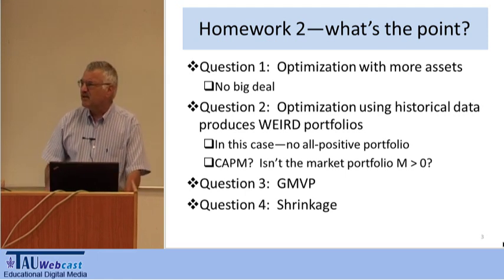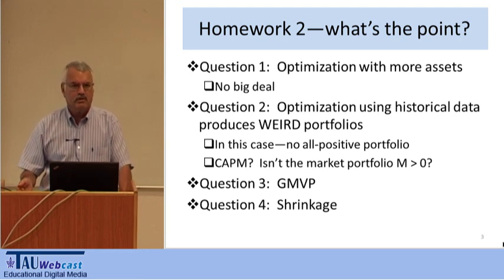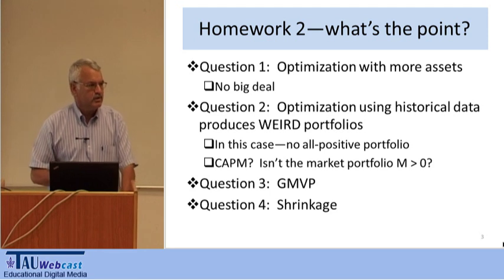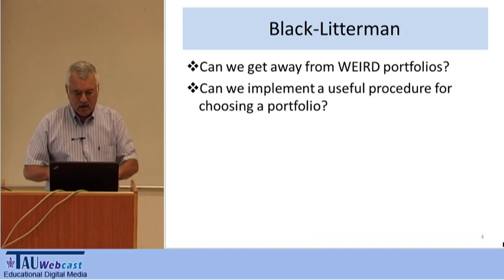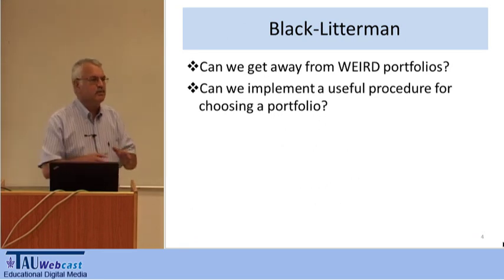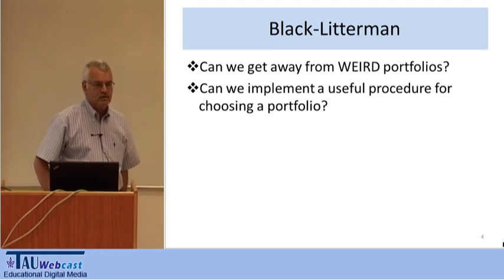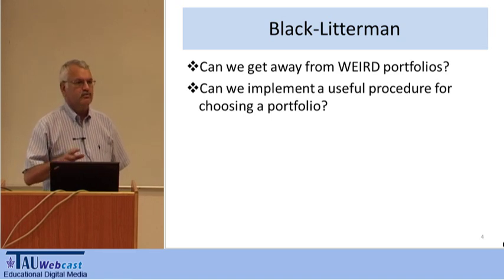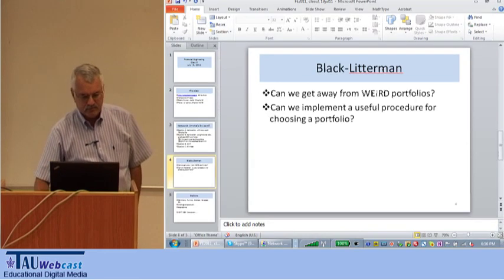And then there's some stuff that I'm not going to go into today, which I think is pretty obvious, about computing the global minimum variance portfolio and doing some shrinkage calculations. Okay, so let's do the homework. And then Black-Litterman, which is the point of the first part of this lecture, is a way of getting away from weird portfolios. That's the way I like to think about it. All right.